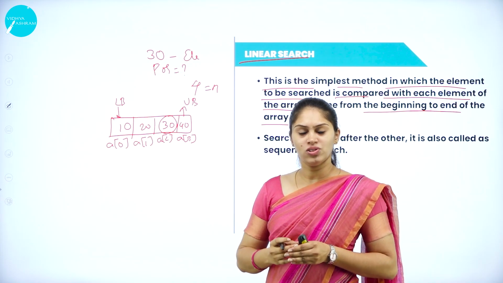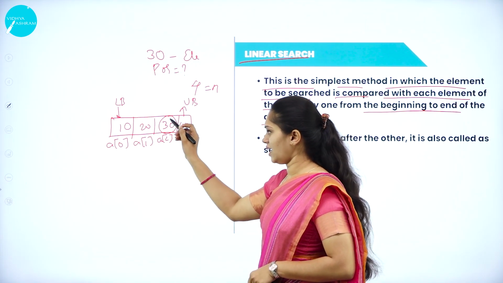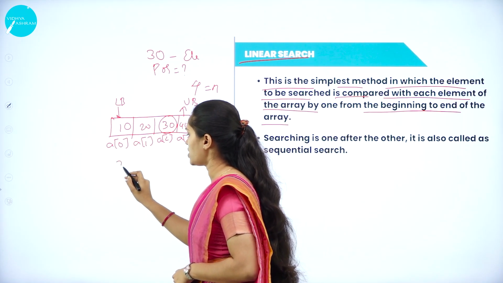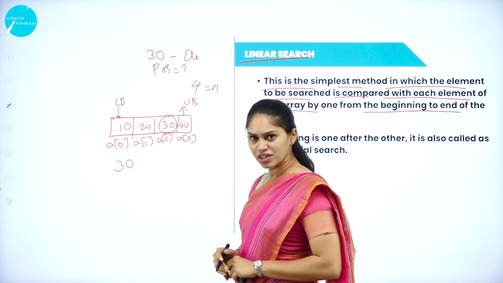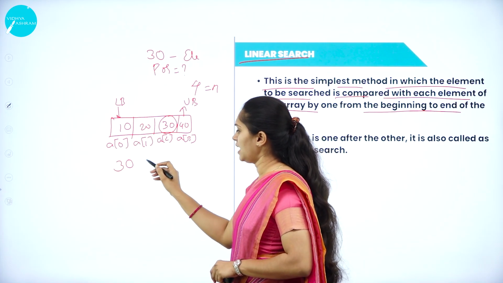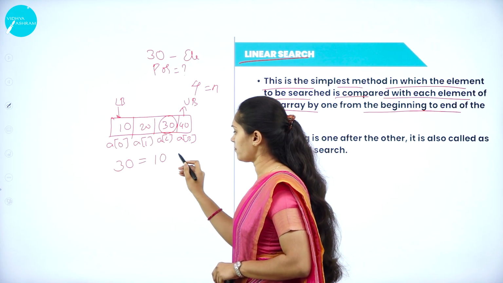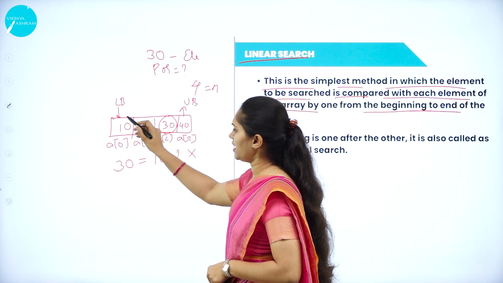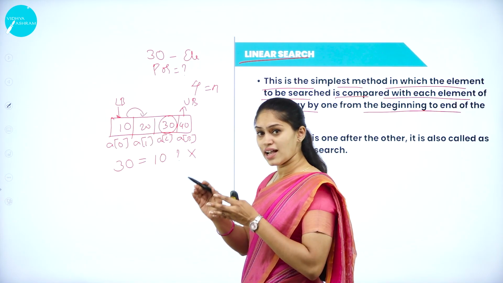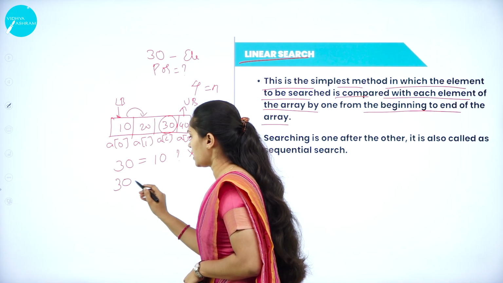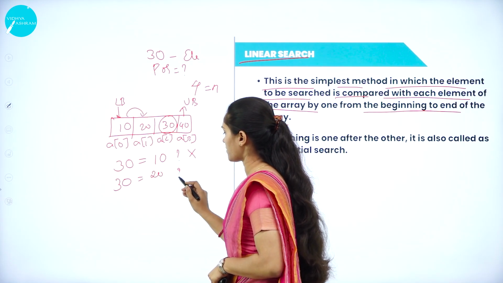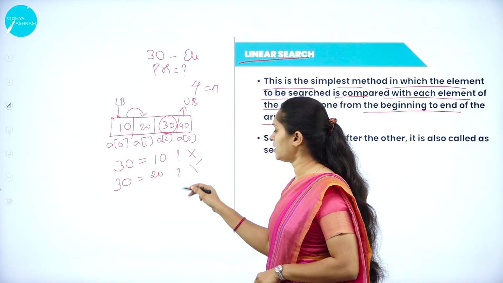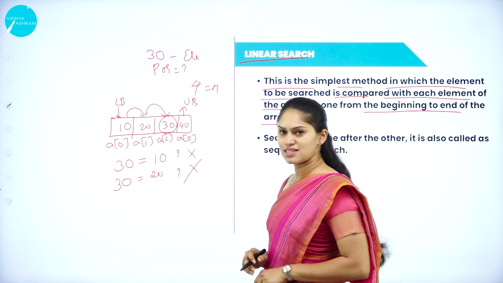Then how am I going to do it? I am going to compare this 30 from the beginning element to the end element. That means I check 30 with the first element. What is the first element here? Is 30 equal to 10? No, so it gets cancelled and moves to the next element. Here again I check, is 30 equal to 20? No, again it moves to the next element.